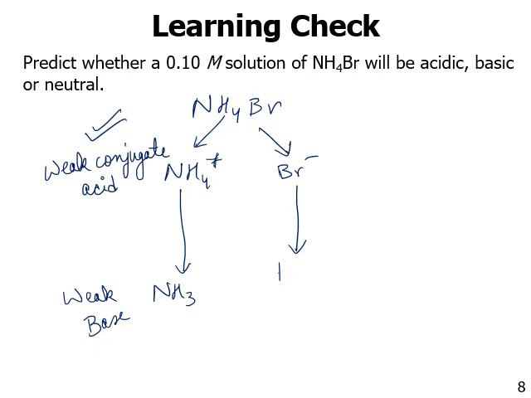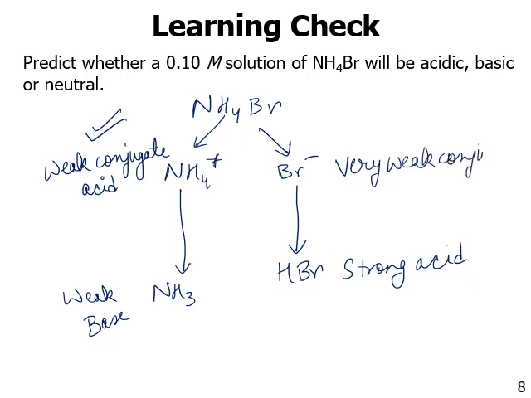Br minus comes from HBr, which is a strong acid, which makes this a very weak conjugate base, which means this will not affect the pH. So your solution is going to be acidic. Okay, now this is a question, but again, some things to remember here. Remember, because these are always weak, they will never produce anything strong. Okay, this is a weak conjugate acid.